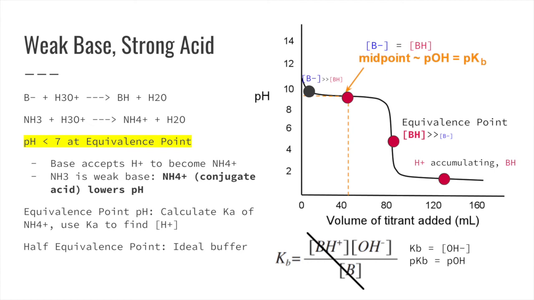The amount of conjugate acid increases until the equivalence point, where there is almost only the conjugate acid left. Since the weak conjugate acid lowers the pH, it will be lower than 7 at the equivalence point. To find the exact pH, we can divide Kw by Kb to calculate Ka of this conjugate acid, and use the Ka to calculate the pH.